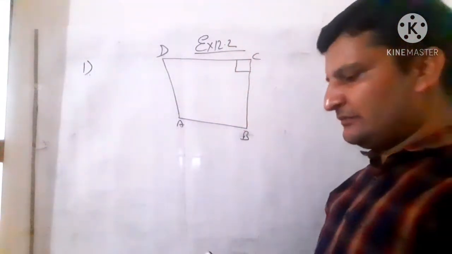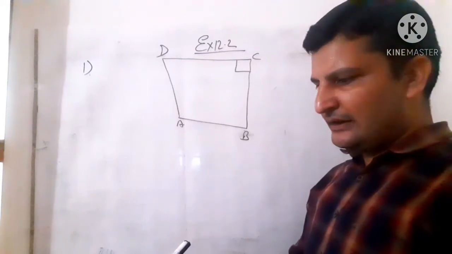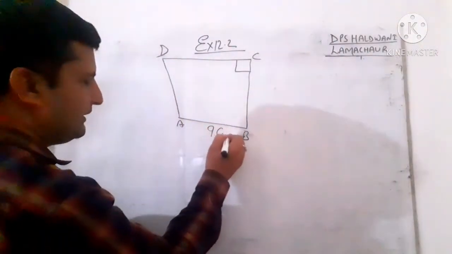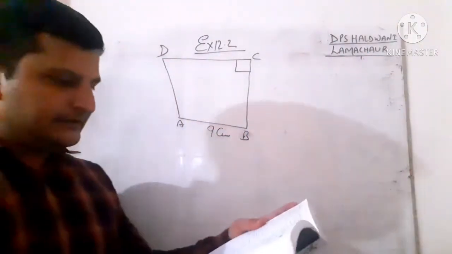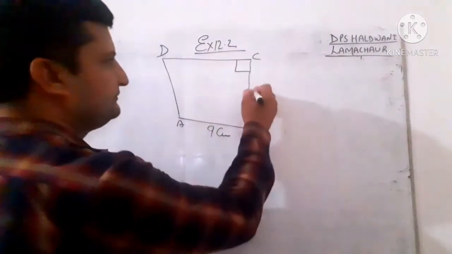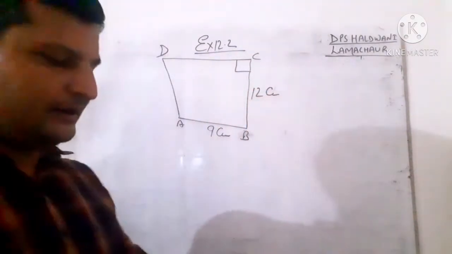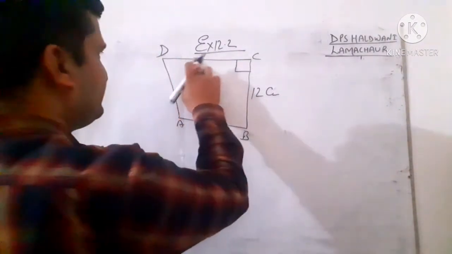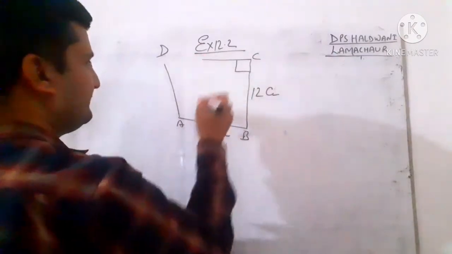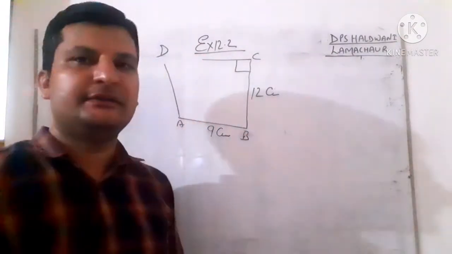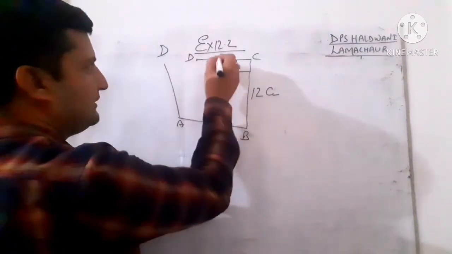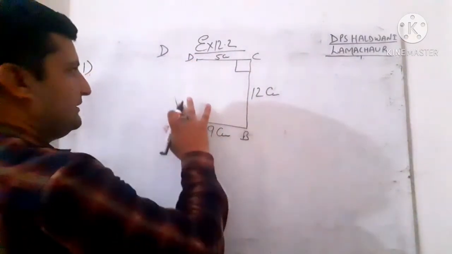So students, first what do we have to find? We have to find the area. AB is given as 9 centimeter. BC is given as 12 centimeter. And CD is given as 5 centimeter. I think it is wrong, because AB is 9 centimeter and CD is 5 centimeter, so we can put D here. This must be 5 centimeter.